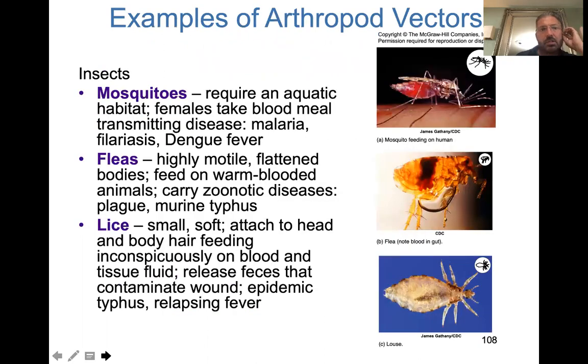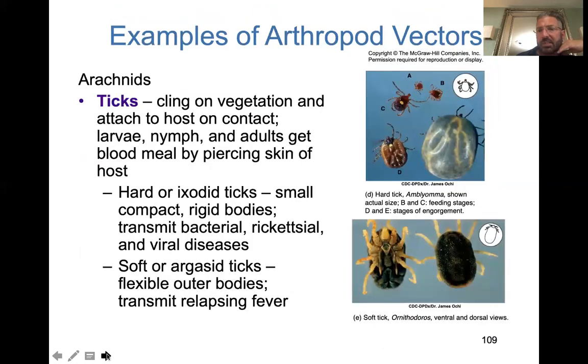So this is just showing you a breakdown of mosquitoes, fleas, and lice. We talked about this with scrub typhus. Remember, we talked about that with some of the other things. Relapsing fever, epidemic typhus. And there's some ticks.